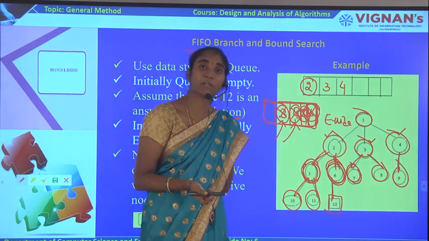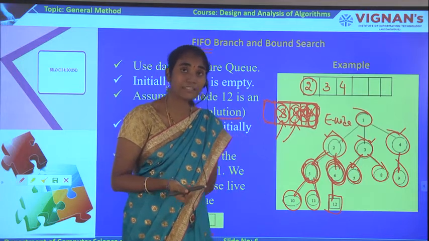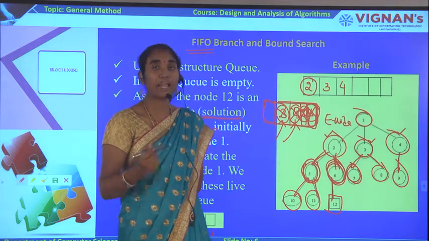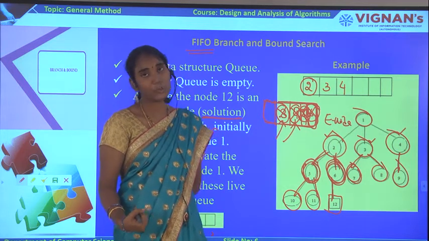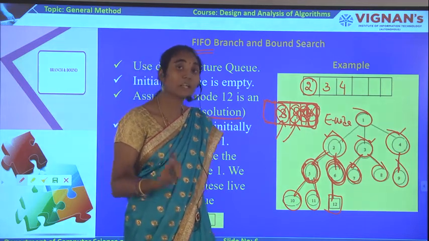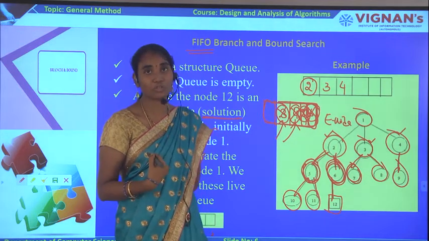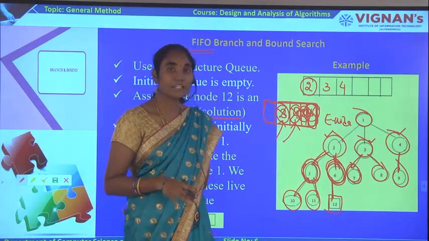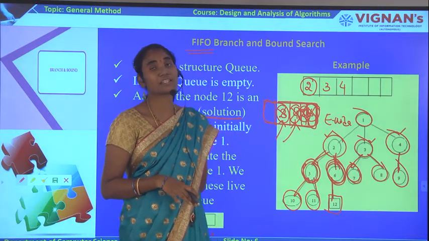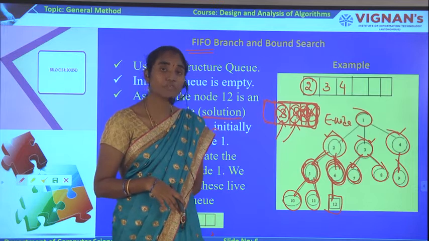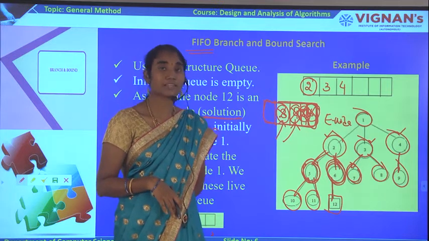Now the last element will be 6. Now 6 gets deleted, and 6 becomes an E node. Now 6 has the child node called 12. As 12 is our solution, finally the search will be terminated, and we found our solution. This is how we need to apply the FIFO branch and bound search strategy.